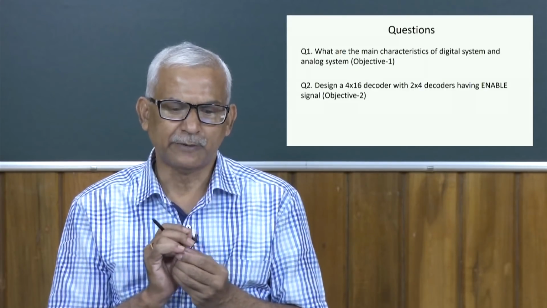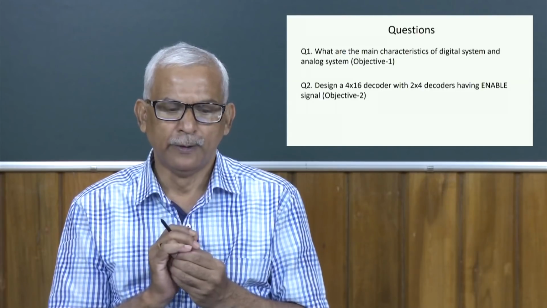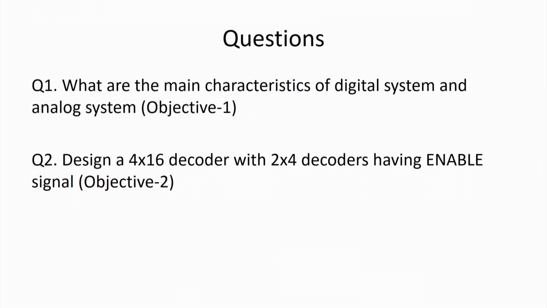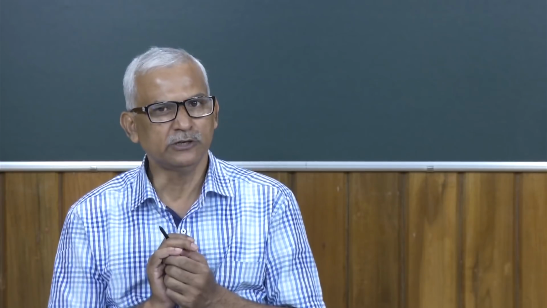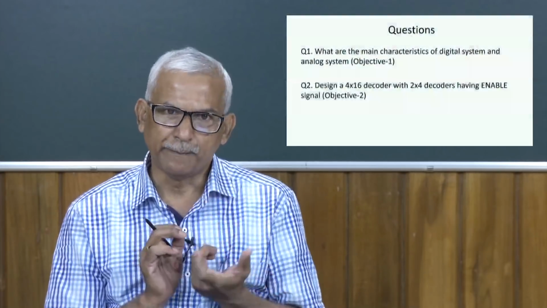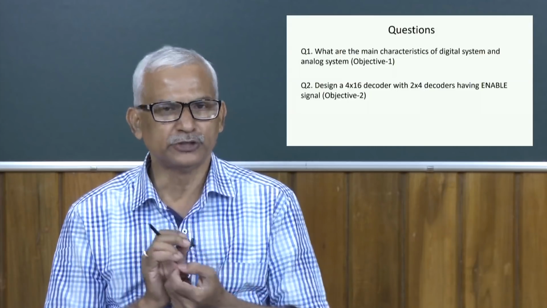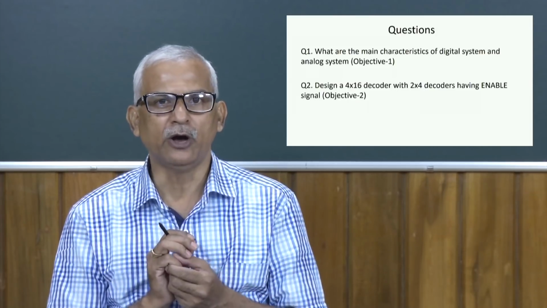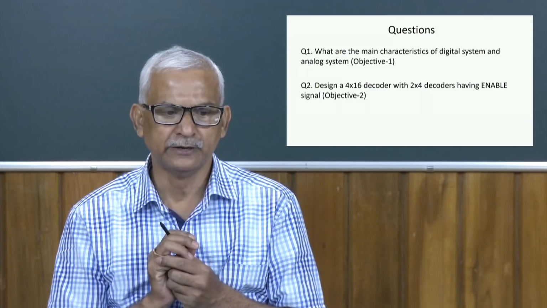Now, just see some of the test items or questions. First question: what are the main characteristics of a digital system and an analog system? Already I have explained about it. Digital means discrete, it works on discrete signals. We have mentioned some of the objectives, so this question is related to objective 1 of this particular unit.